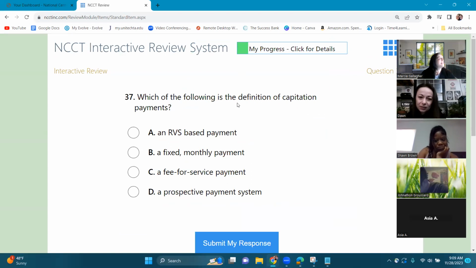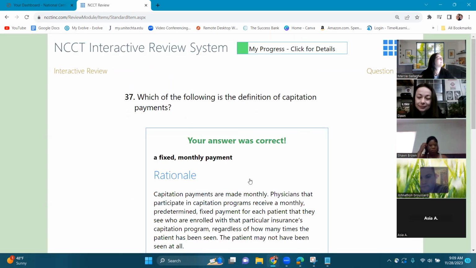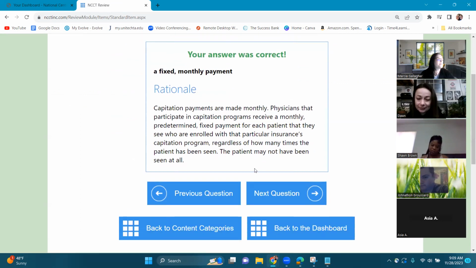Which of the following is the definition of capitation payments? An RVS-based payment, a fixed monthly payment, a fee for service payment, a prospective payment system. B. Do we agree? B, a fixed monthly payment? Yep.